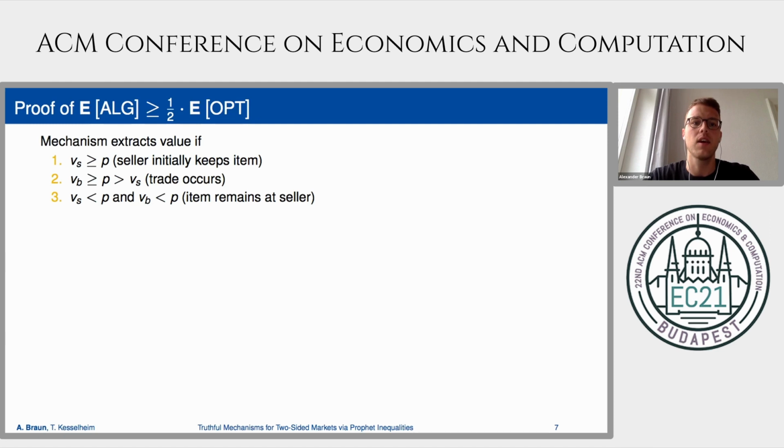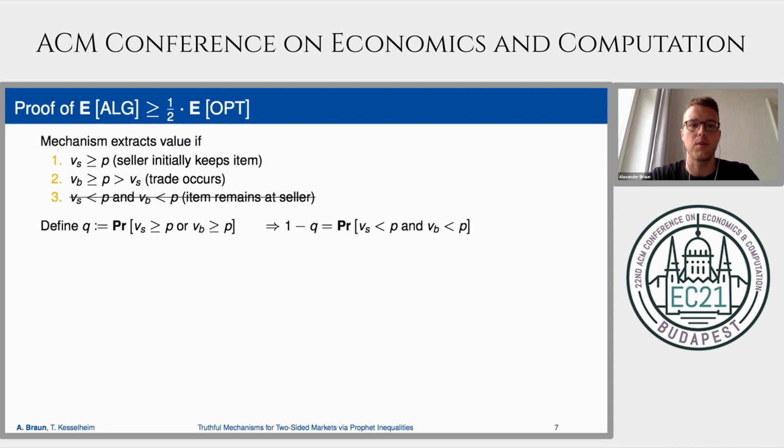And in the last case, the seller says, I will try to sell the item, and the buyer says, okay, I will not buy the item because my value is less than P. The item remains with the seller, and hence we can extract the value of the seller as a contribution to social welfare. What we focus on in the analysis is to not consider any contribution of this third case, but only of the first two cases.